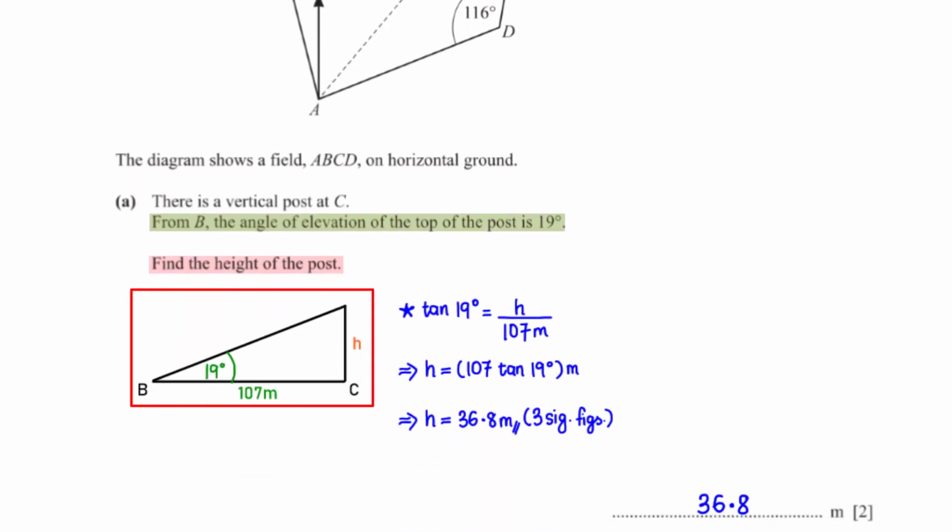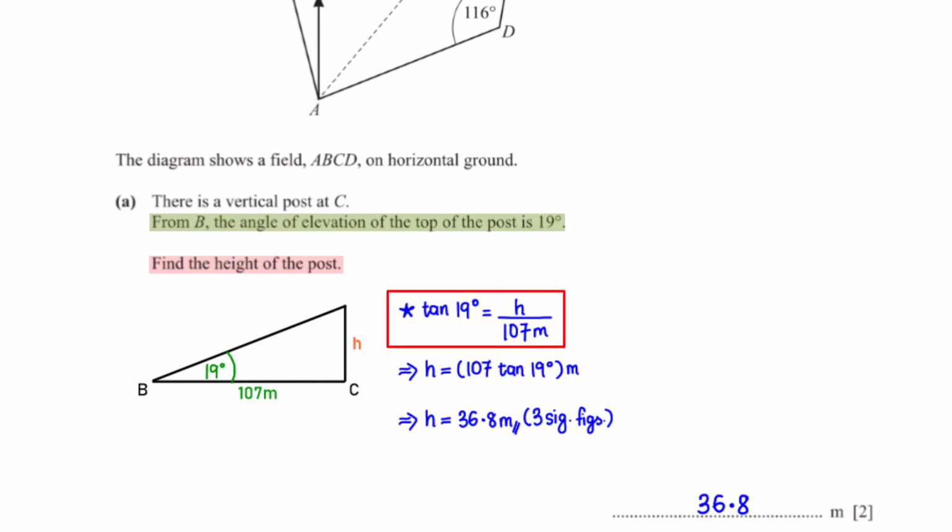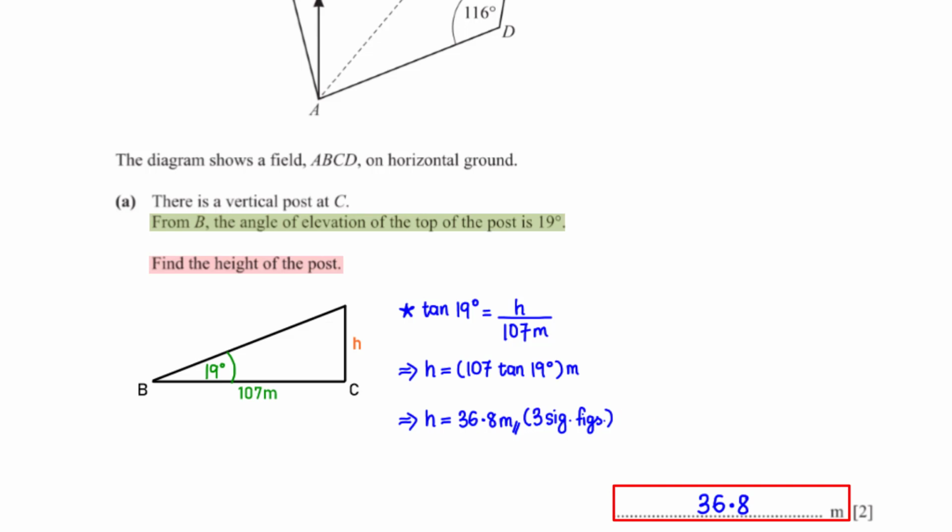From this illustration, we see that tan 19 degrees equals h over 107 meters. When we make h the subject, this is what we have. When we type this into the calculator, we get 36.8 meters rounded to 3 significant figures.